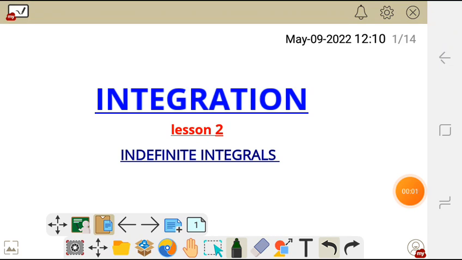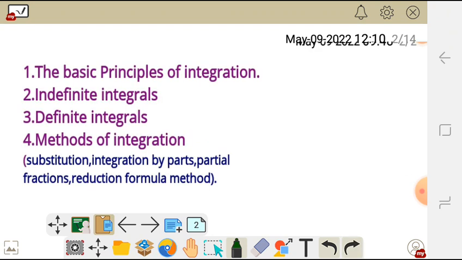Let's talk about integration, lesson 2, where we are going to look at indefinite integrals. Under integration, I said we are going to look at 4 subtopics, the first being the principles of integration, which we looked at in my previous video, lesson 1. In this video, we are going to look at indefinite integrals, and thereafter in other videos, we are going to look at definite integrals and methods of integration.